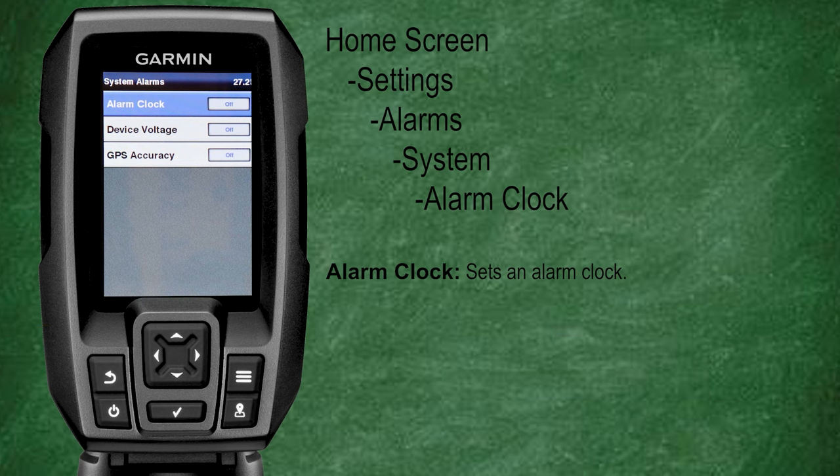This next feature is great for beginners learning to interpret images on their sonar. And that's the fish symbol feature. From the traditional sonar screen, press the menu key. Scroll down and select sonar setup. Now scroll down and select sonar appearance. Scroll down to and select fish symbols.